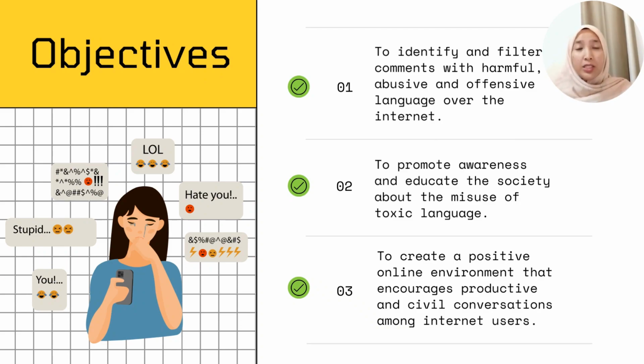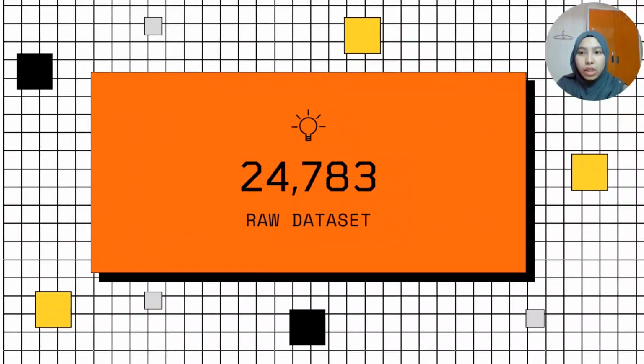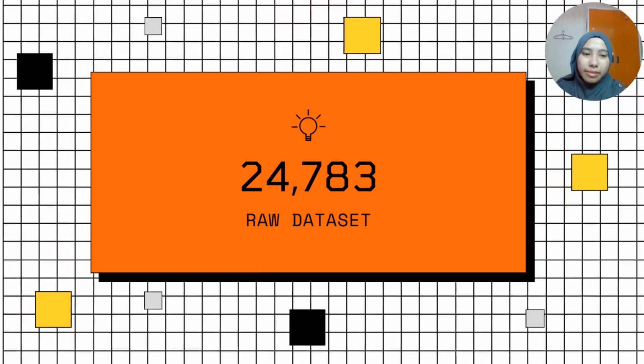The second objective is to promote awareness and educate society about the misuse of toxic language. The third objective is to create a positive online environment that encourages productivity and civil conversation among internet users. For your information, we have 24,783 data of hate comments and speech. Now, let me pre-process the data before we mine it.